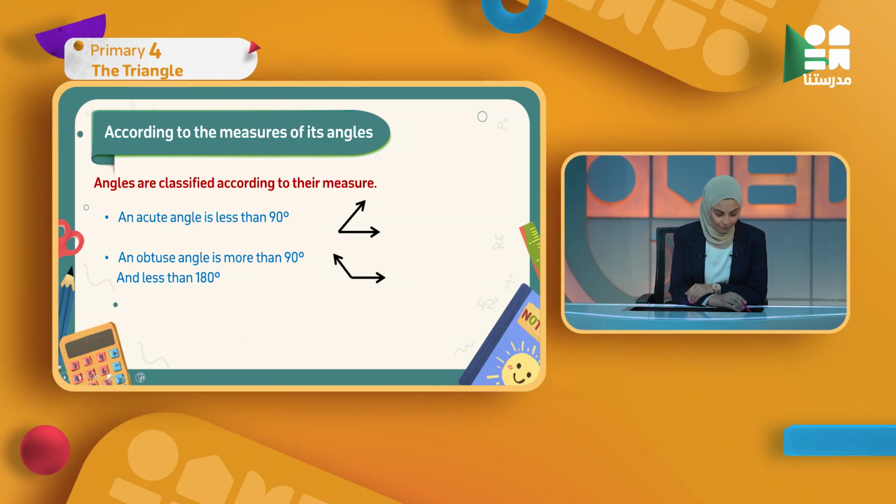Let's see the third type of the angles. A right angle is 90 degrees. And here in the right angle, it must be exactly 90 degrees. Okay, if I have angle, for example, 95 degrees, is it a right angle? No. Why? Because a right angle is exactly 90 degrees.